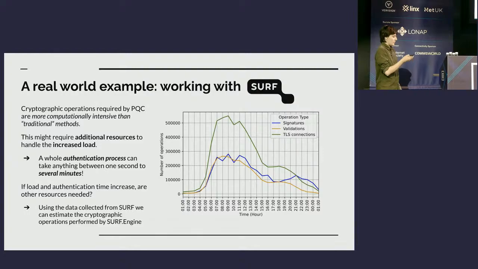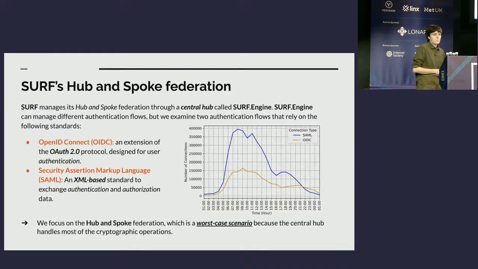So as the provider also said, as it stands, a whole authentication process can take anything from 1 second to several minutes, with timeouts and whatnot. So if load and authentication time increase, what other resources are needed? Here you can see that we take the busiest day in September that we saw, and here we have the number of TLS connections, the number of validations, and the number of signatures.